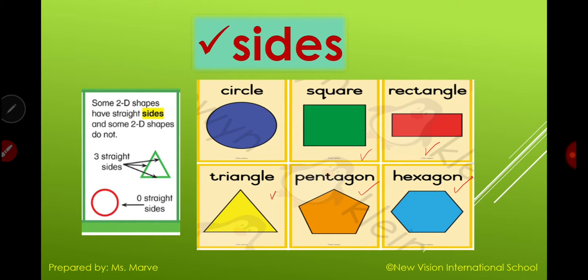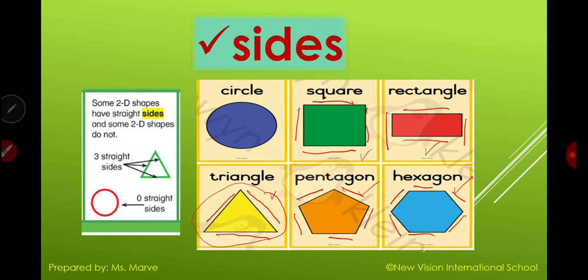Now, some 2D shapes have straight sides and some 2D shapes do not. For example, the triangle has three straight sides. Where are the sides? Count with me. One, two, three. How about the square? One, two, three, four. How about the rectangle? One, two, three, four. The hexagon, one, two, three, four, five, six. How about the pentagon? One, two, three, four, five.